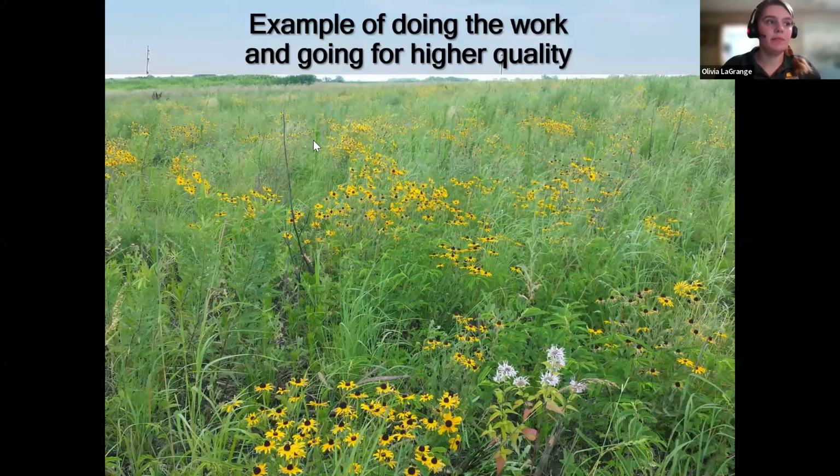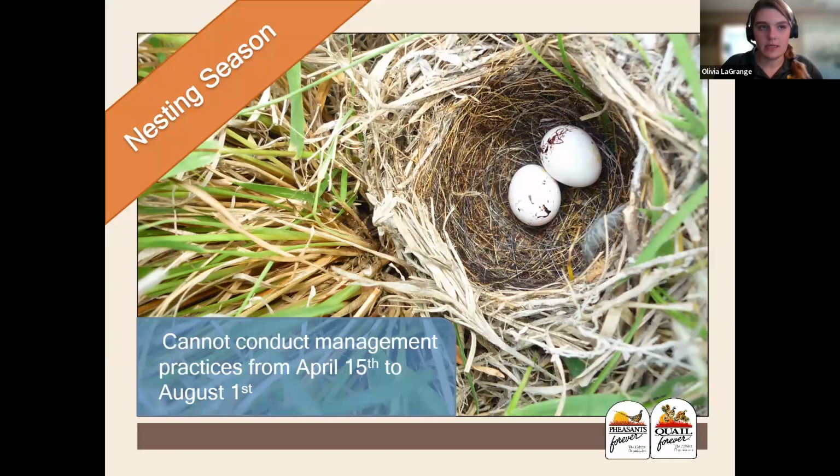Something that we want to remember is that nesting season is April 15th to August 1st, and there is no management to be done on your CRP during that time. But you have a pretty good window otherwise to conduct any kind of management: burning from March to April, and then even from August all the way through December if you have the time. So really just keep in mind that nesting season with your CRP.